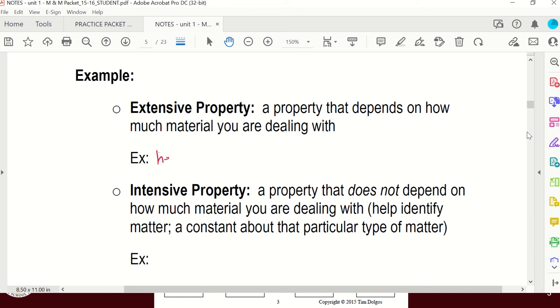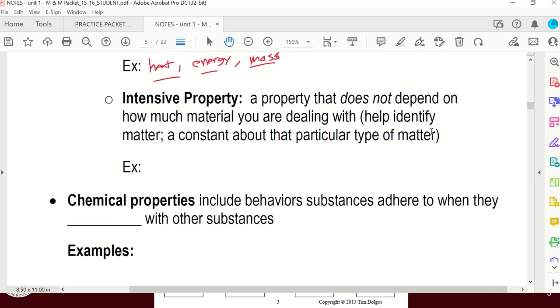So the heat that it contains is an example of an extensive property. How much energy can a magnet produce? That depends on how big your magnet is. How heavy is it? That depends on its mass. So those are all things that are extensive properties. They depend on how much, to the extent you have, of the matter.